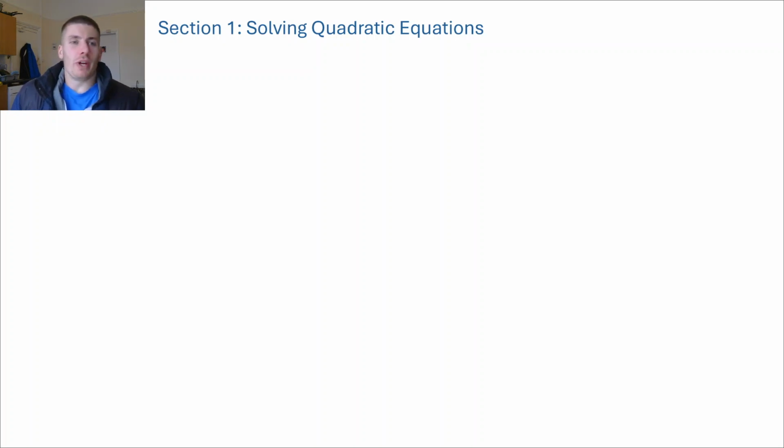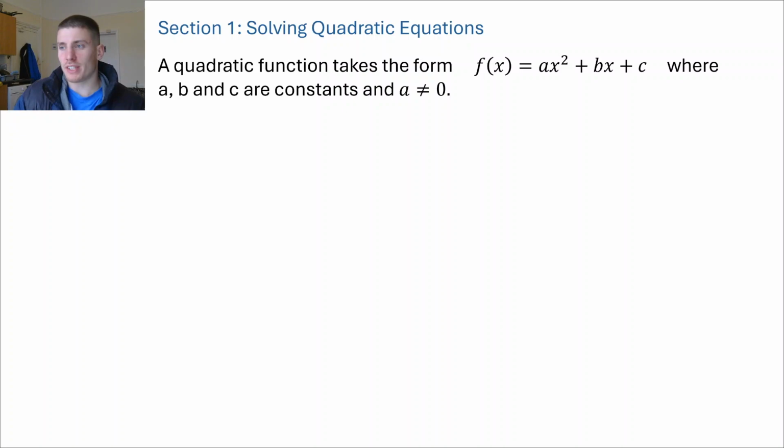Okay, so in section 1, we're looking at solving quadratic equations. Before we get into solving quadratic equations, first of all, what is a quadratic function? A quadratic function takes this form. This f of x is just function notation. It just means the same thing as saying that is equal to y. So y is equal to this stuff here.